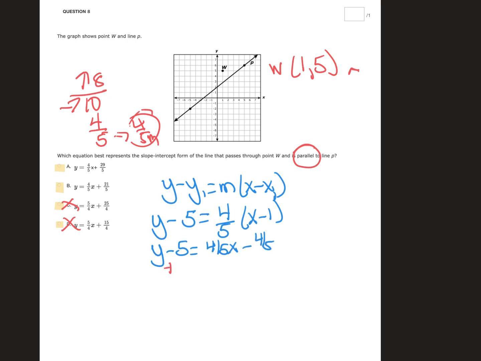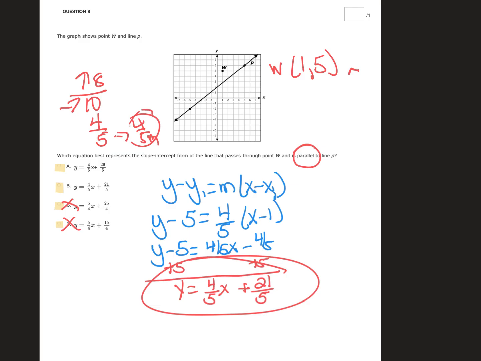We're going to add 5 to both sides. y equals 4/5 x. And then I have negative 4/5 plus 5. So that leaves me with 21/5. And that is my answer.